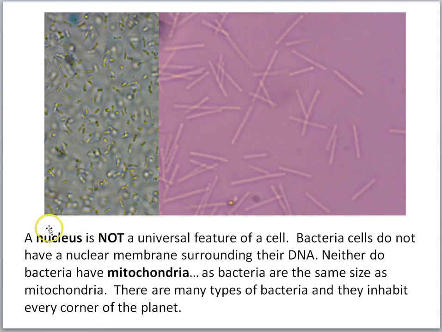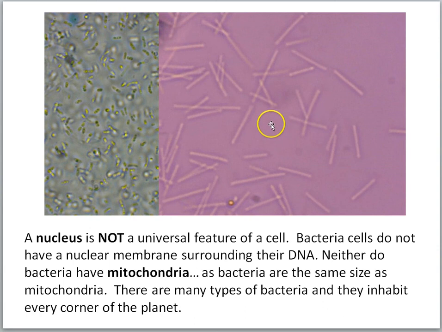Now, we mentioned earlier, a nucleus is not a universal feature of a cell. Bacteria cells do not have a nuclear membrane surrounding their DNA. Neither do bacteria have mitochondria, as bacteria are the same size as mitochondria. So mitochondria wouldn't be able to fit inside a bacteria cell. There are many types of bacteria, and they inhabit every corner of the planet. Here we see two different kinds of bacteria. So this little rod-like thing is a bacteria cell under 1,000 magnification.